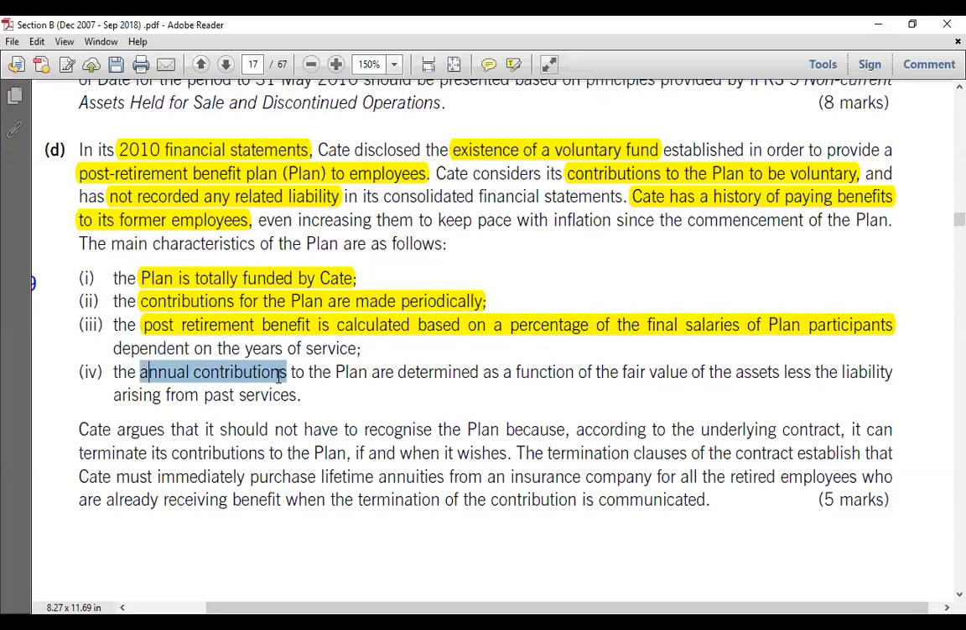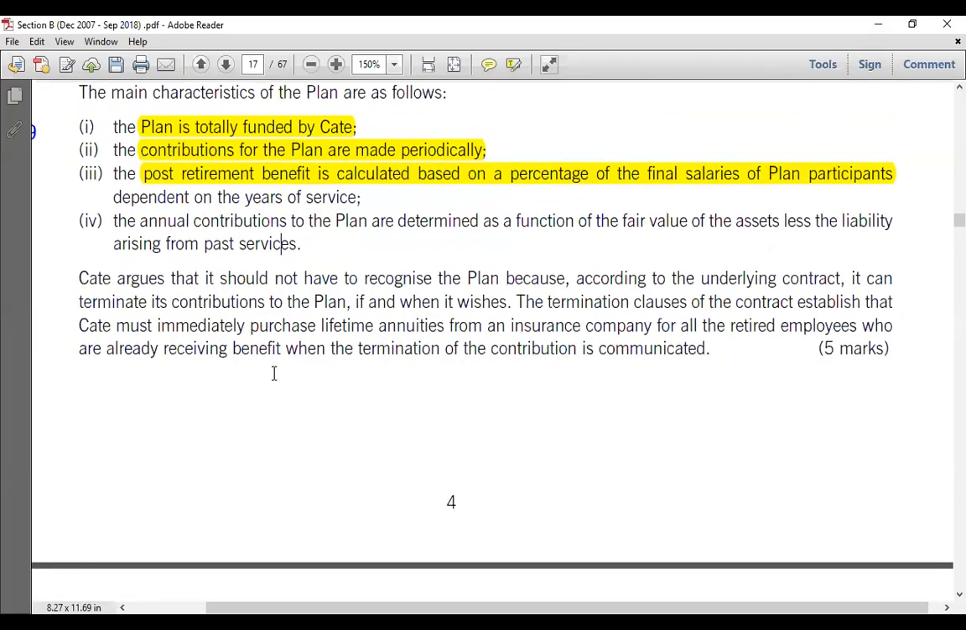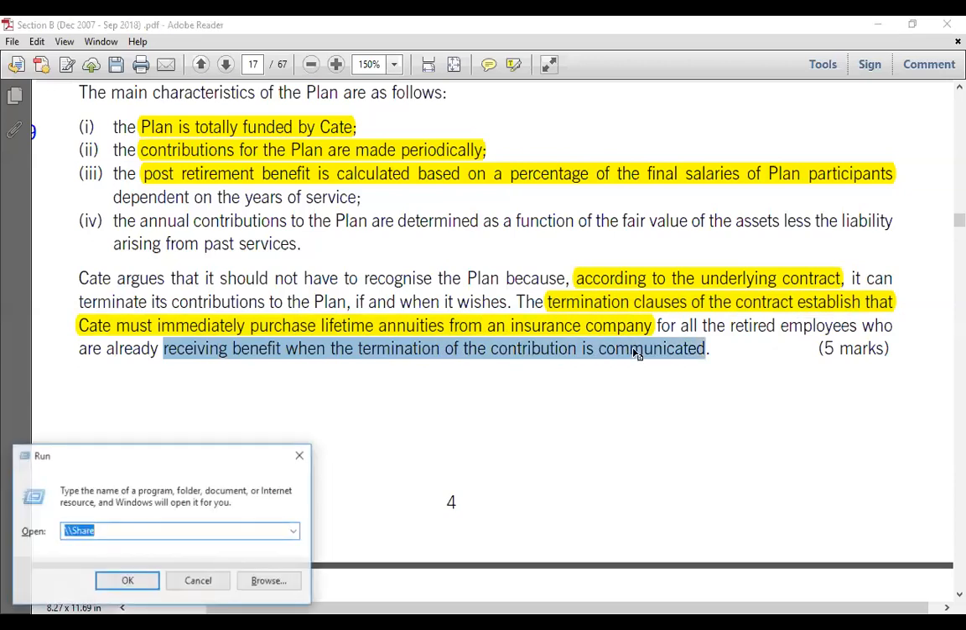Further, it says the annual contribution to the plan is determined as a function of the fair value of the assets less the liabilities arising from the past service. So that's something not important. Then it says that Kate argues that it should not have to recognize the plan because according to the underlying contract, it can terminate its contribution to the plan if and when it wishes. The termination clause of the contract establishes that Kate must immediately purchase lifetime annuities from the insurance company for all the retired employees who are already receiving benefits when the termination of the contribution is communicated.